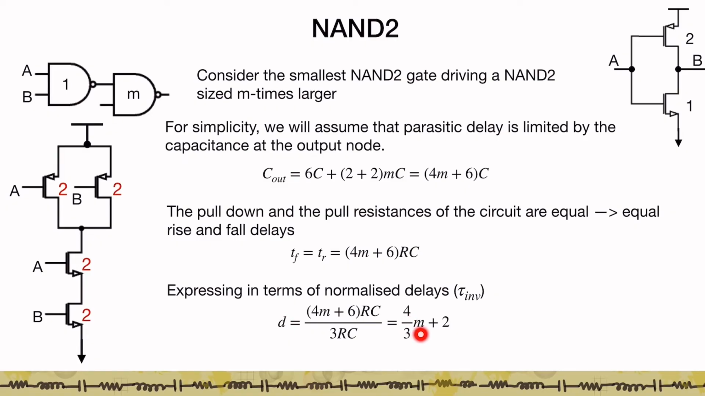(4/3)M + 2. M again is the fan out associated with this gate. 2 is the parasitic delay of this gate. So what we see is that the parasitic delay of this gate is twice that of the inverter. Remember, in an inverter, the parasitic delay is 1.